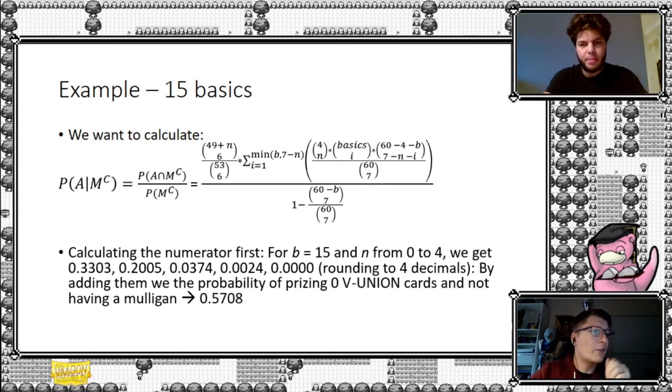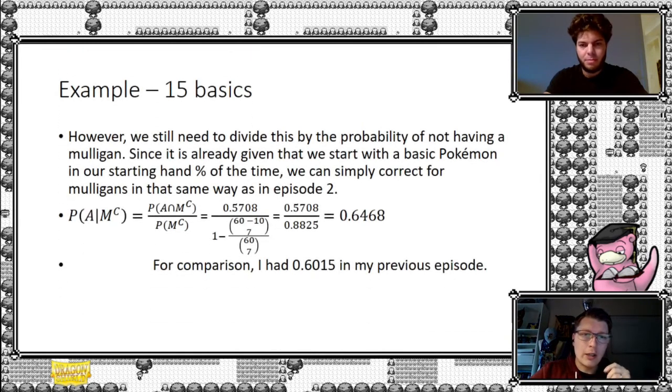We obtain these 5 separate probabilities. We add them all together, and we get around 57.08% if we translate that into percentage. We can then correct for mulligans, just like we did before, which was just dividing this by the probability of no mulligans, which with 15 basics becomes 1 minus this hypergeometric formula here. Essentially, we divide our 57.08% by 88.25, and we obtain 64.88.